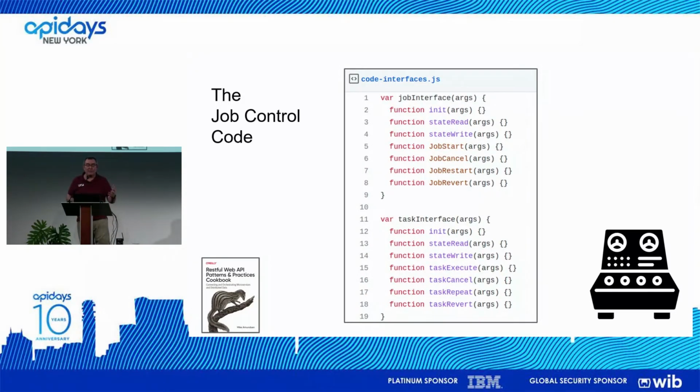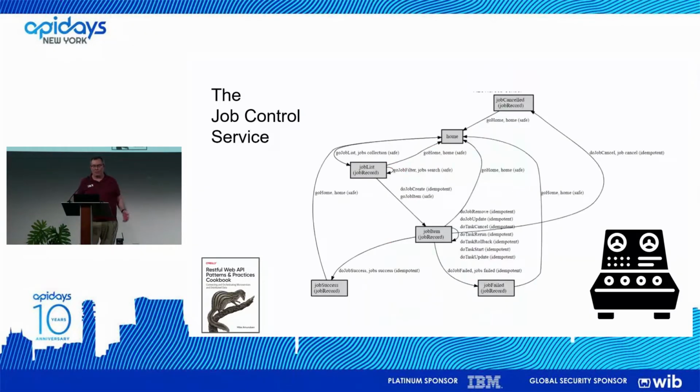In code, this is what it looks like when I write a service that supports composability. I can actually read and write state. There's a shared state document. We're always freaky about state. State is here all the time. It's everywhere. And then you can start, cancel, restart, or revert a job. A task is actually one of the things you can do, such as execute or repeat or revert that task. This is all there is to it. It's not that tough. For those of us who write a lot of code, this is an abstract class. A composable service supports these things.